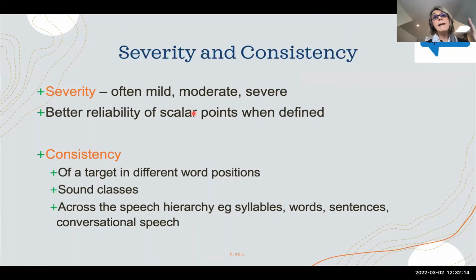And we know for hypernasality that if those scalar points are defined, we have better reliability. In terms of consistency, it could be a consistency of a target in different word positions. It could be consistency within a sound class, i.e. your plosives, for example. It could be across the speech hierarchy. So are there some differences between what's going on at syllable level to word level?